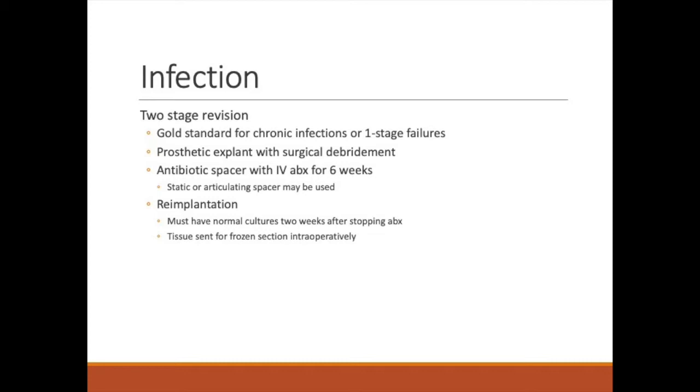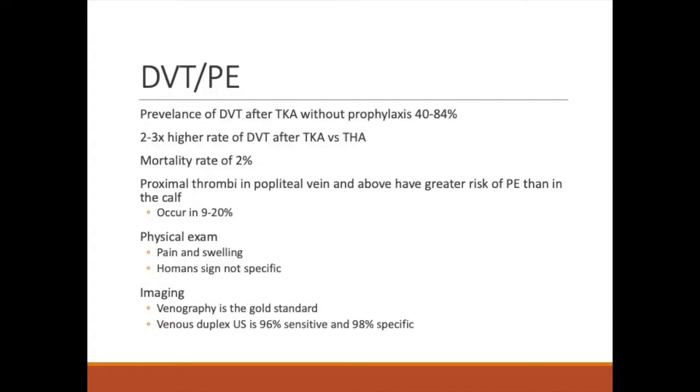And if that demonstrates infection again, then you talk about a repeat antibiotic spacer versus amputation versus placement of a new implant followed by chronic suppressive antibiotics. Again, a lot of this depends on patients' goals, desires, and medical status. The next big complication is DVT and PE.